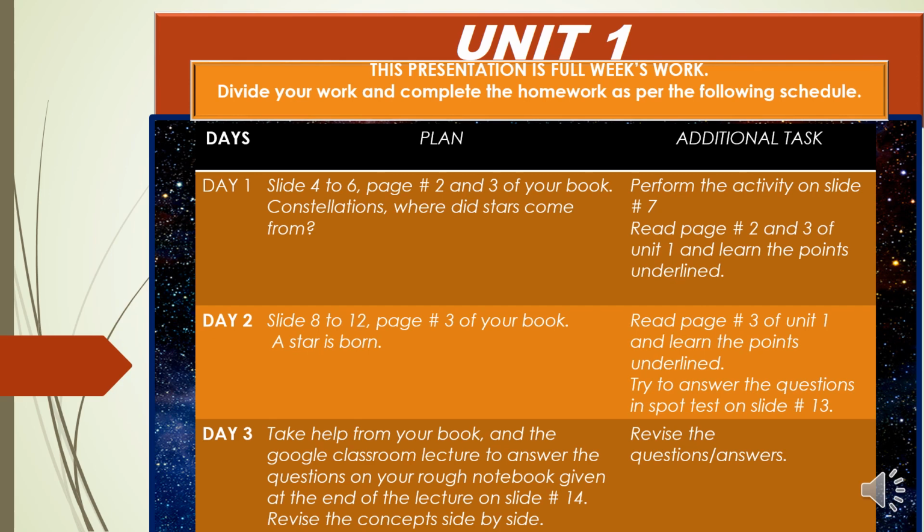On day 3, by taking help from your book and the Google Classroom lecture, you will answer some of the questions which will be given on slide number 14. So it's basically day 3 is your written work day. Then after you are done with it, your homework will be to revise these questions and answers.